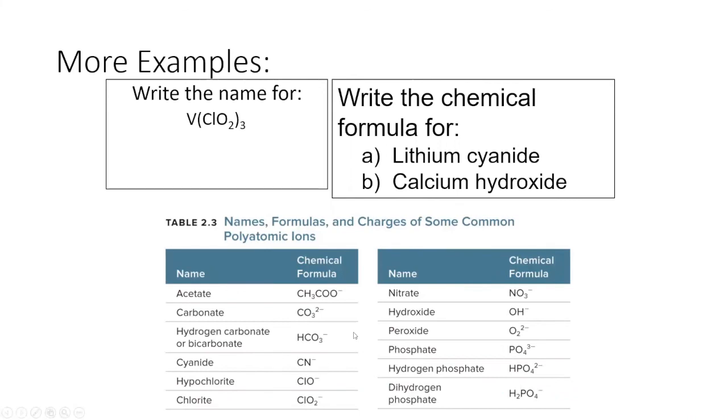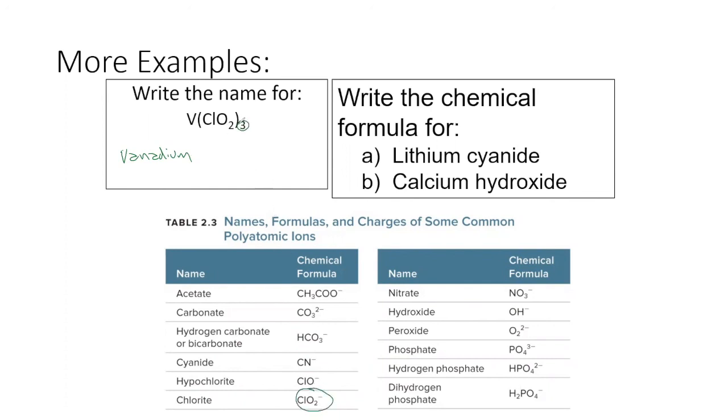Okay, so we're just going to do some more of these. Practice makes perfect. So the name for this formula, okay, so I just need to look at the periodic table and see what the name of this element is, because that's how you start the name. And this is called vanadium. So vanadium. And then the ClO2 is right here, ClO2 minus, right? Okay, and we reverse engineer this.